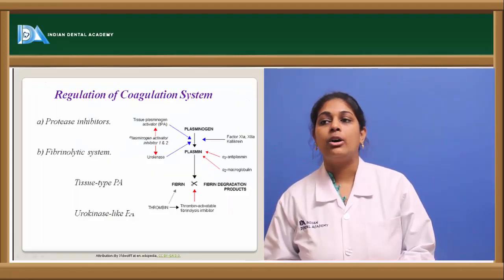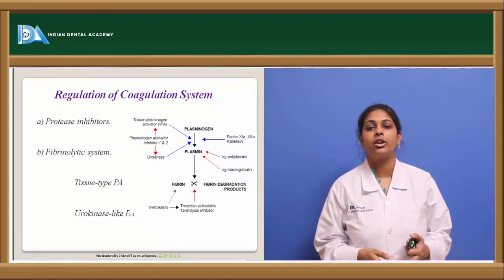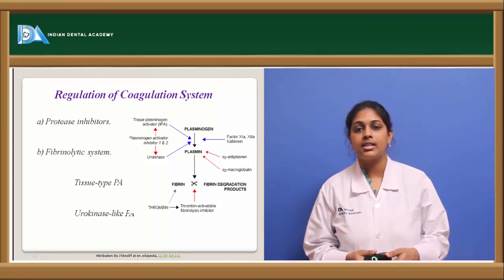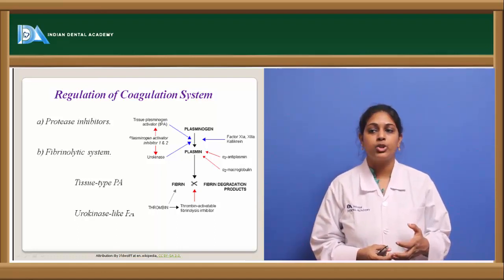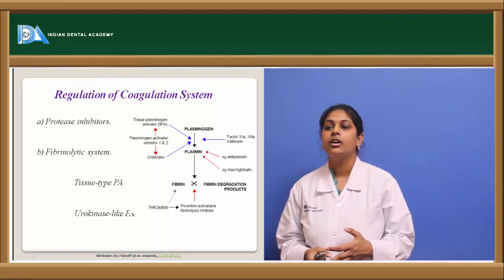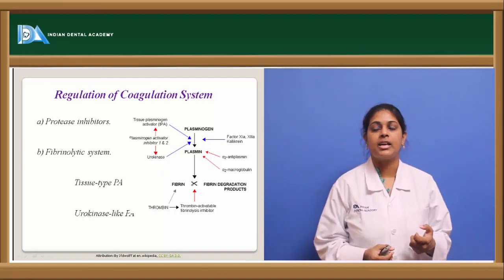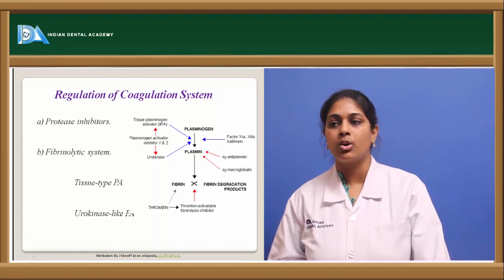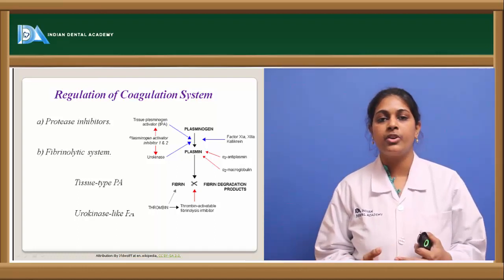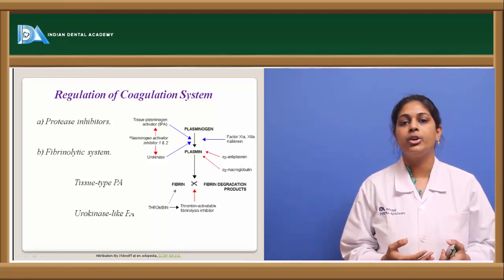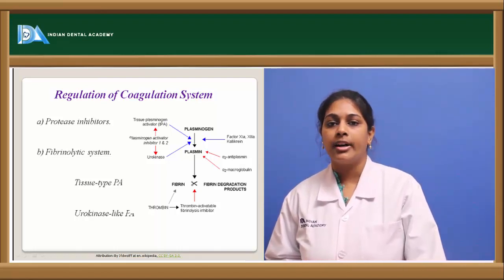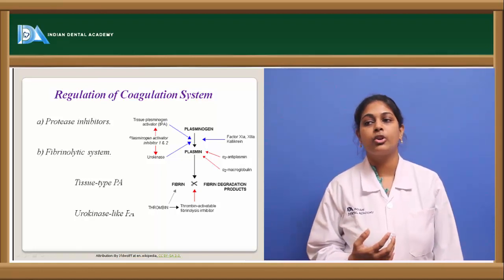Coming to the regulation, how the coagulation system is being regulated, it is usually regulated by protease inhibitors as well as the fibrinolytic system. And this fibrinolytic system usually consists of tissue type plasminogen activator as well as urokinase-like factor. So this plasminogen, which is present in the fibrinolytic system, which mediates or regulates the coagulation system, is first usually present in an inactive form. It usually activates and results in formation of plasmin. And this plasmin, once activated, mediates the breakdown of fibrin to fibrin degradation products, and this results in the dissolution of the clot.